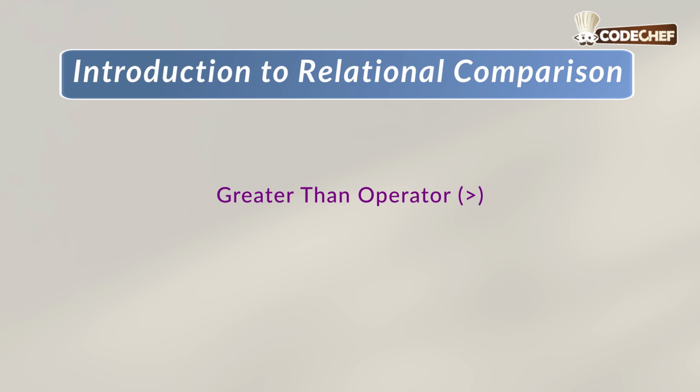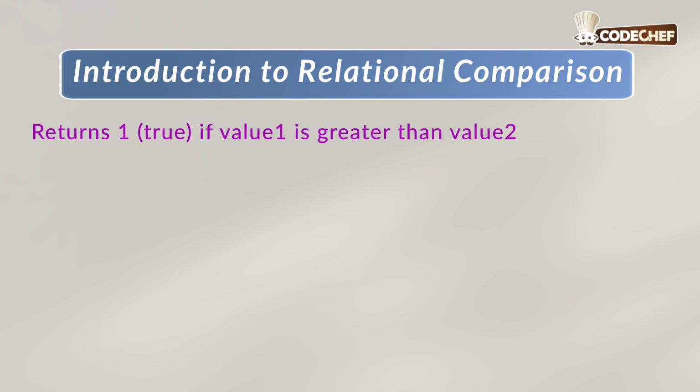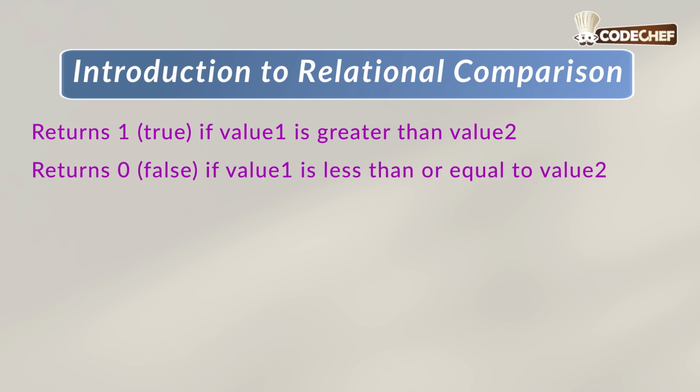The greater than operator is written as a single greater than sign. This operator checks if the value on the left is larger than the value on the right. It asks if the first value is bigger. The syntax is value 1 greater than value 2. If the program returns 1, which means true, value 1 is greater than value 2, and if it returns 0, which means false, value 1 is less than or equal to value 2.